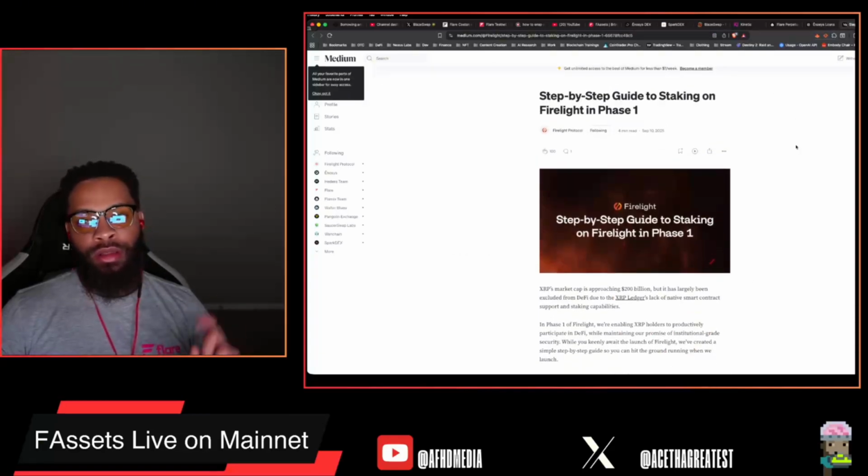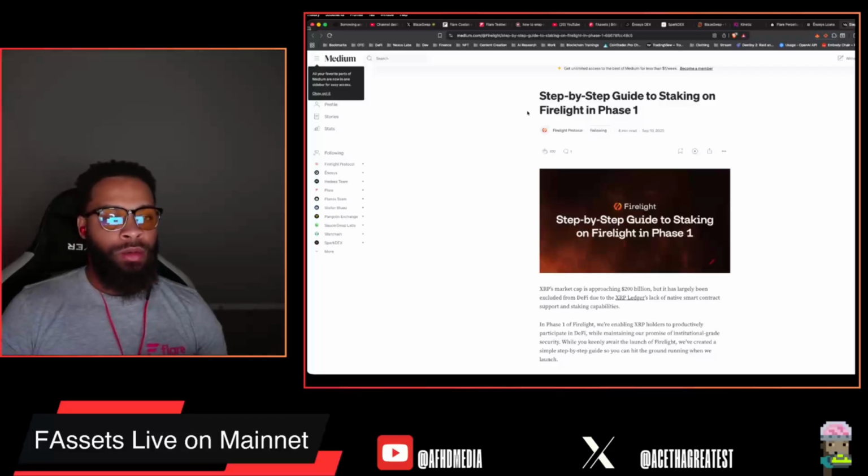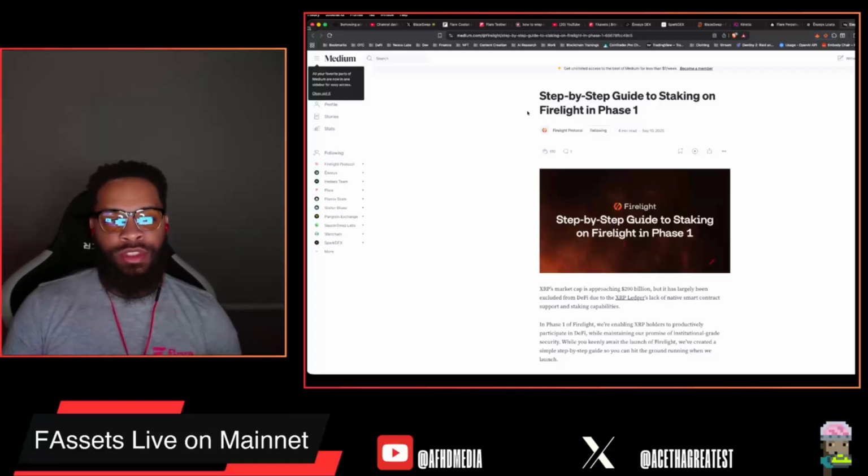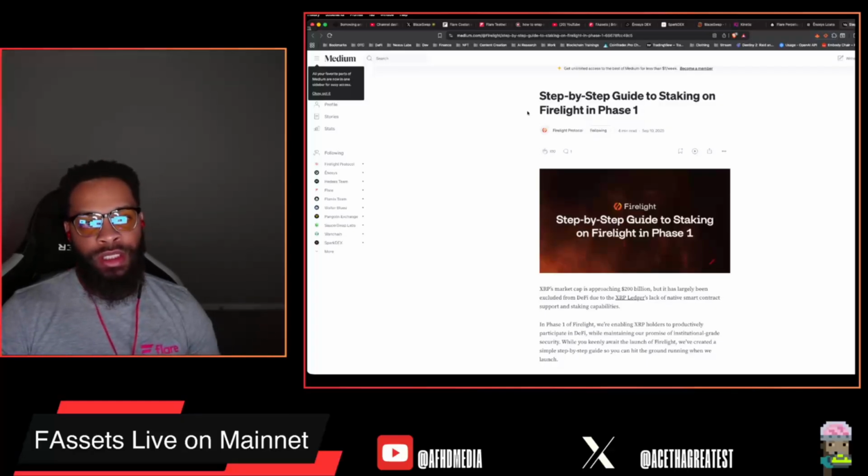And then the next thing to look forward to is Firelight Staking, the liquid staking solution being brought to the network by Firelight, which is backed by Centaur Capital. Firelight is going to allow you to stake your FXRP in the Firelight Vault and receive stXRP as a liquid staking version of FXRP.